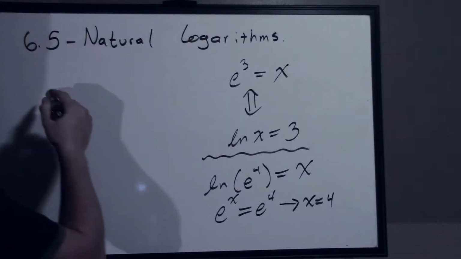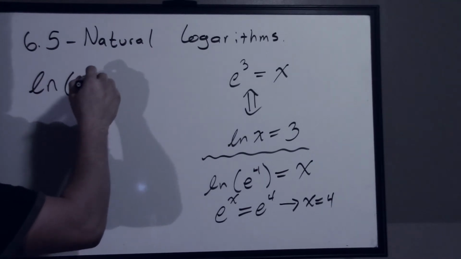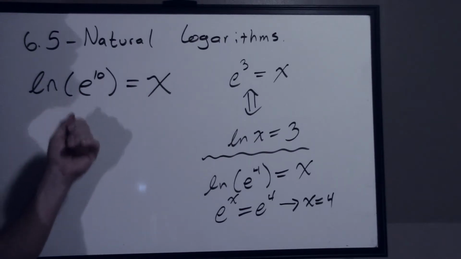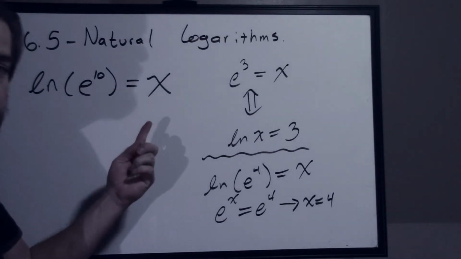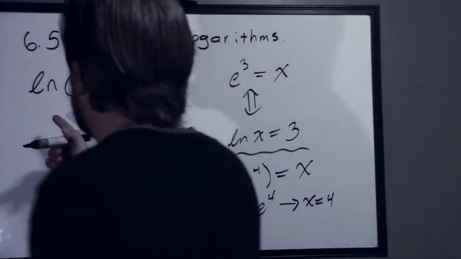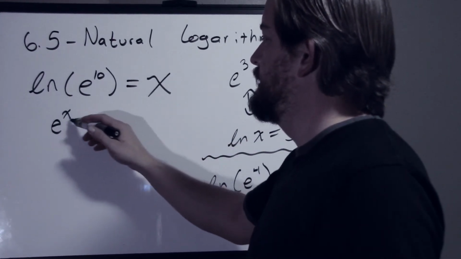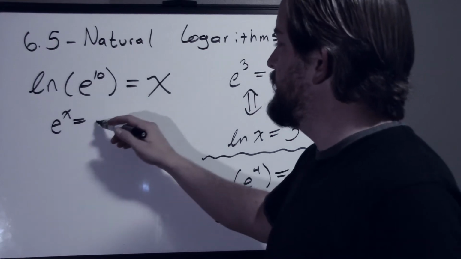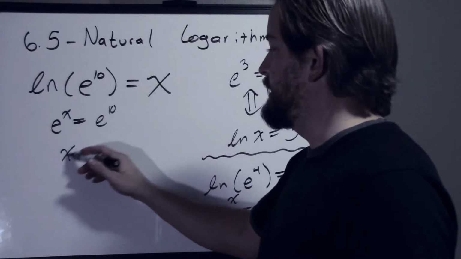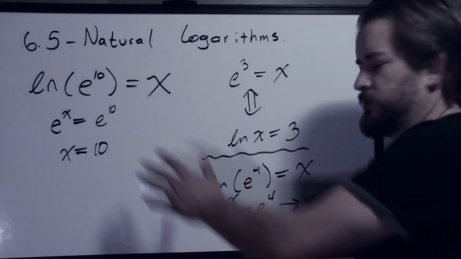If I have, let's say, the natural log of e to the 10. Again, I want to call this x. If I'm to evaluate the natural log of e to the 10, I want to say this is equal to something. I don't know what that is. But to evaluate this, I again take e raised to the x, write it in exponential form, is equal to e to the 10. And then of course I can see that x has to be equal to 10 for this to make any sense.